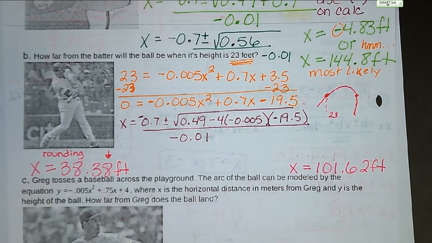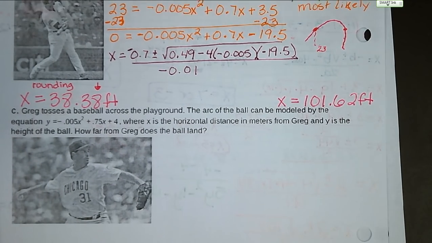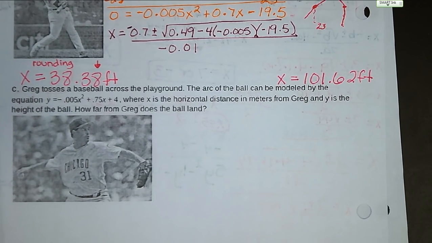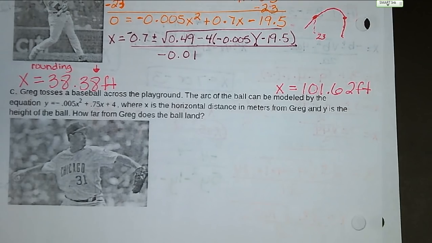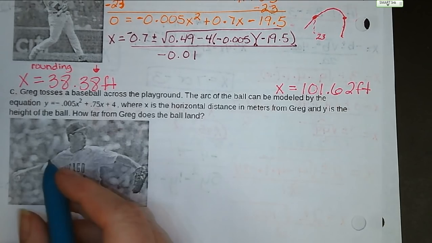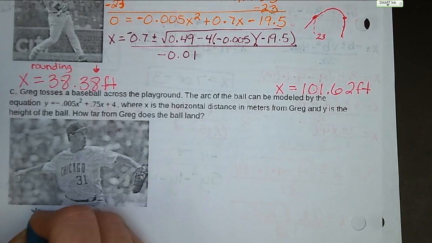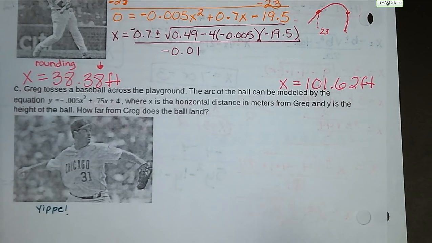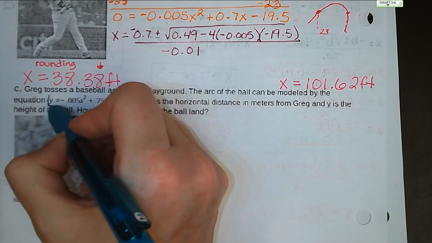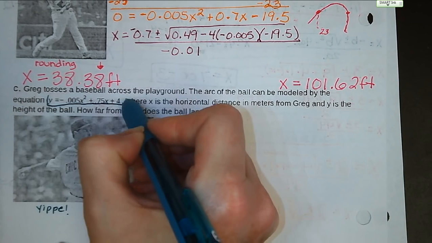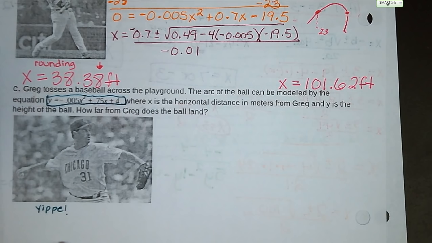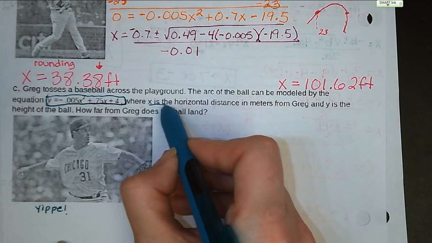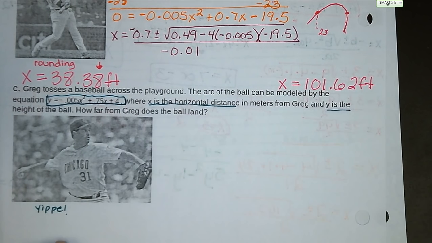All right, last problem on this section, we have Greg, and this is Greg. He is tossing a baseball across the playground. The arc of the ball can be modeled by the equation y equals negative 0.005x squared plus 0.75x plus 4, again, where the x is the horizontal distance in meters and y is the height of the ball.